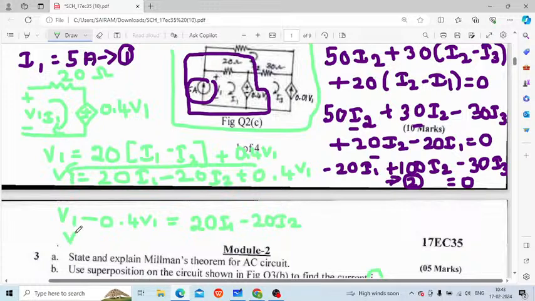So now here it is nothing but your V1 minus 0.4 V1. So that is 1 minus 0.4 V1, right? So this 1 is the coefficient. So this is 1 minus 0.4, which I get as 0.6. I get it as 0.6 V1, which is equal to 20 I1 minus 20 I2. So just a minute, I'm sorry. I'll just arrange the space for writing for the continuation. Okay, yeah.